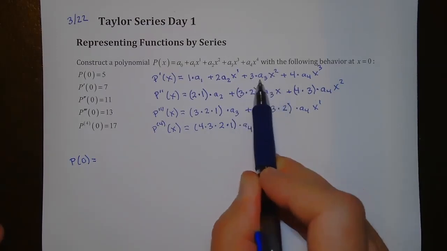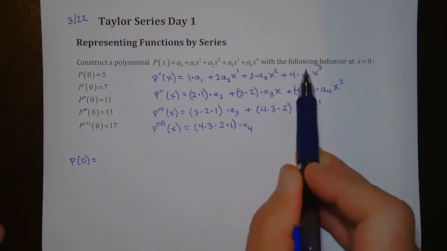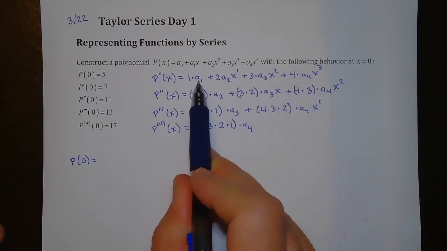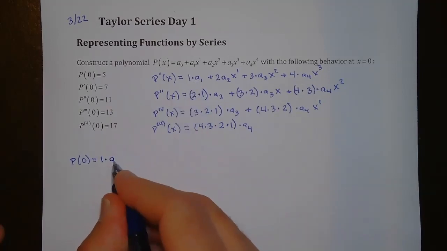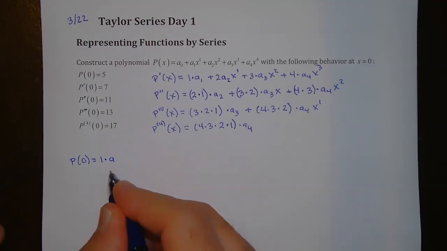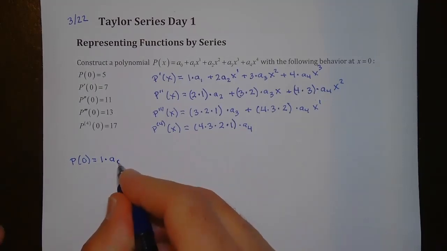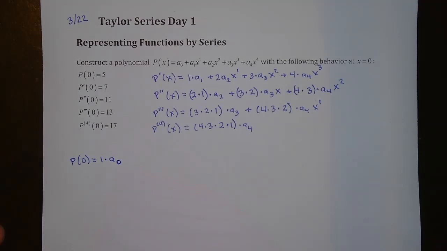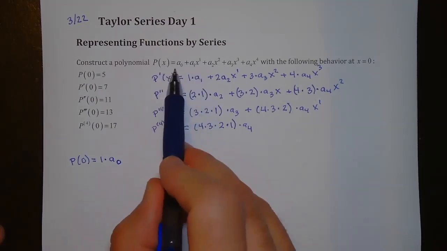This one's going to be 0. Plus 4 times a sub 4, 0 cubed. This one's going to be 0. So we really have 1 times a sub 1. I take that back. We have 1 times a sub 0. Let's make that a 0, okay? 1 times a sub 0, because we're using this one, not this one.